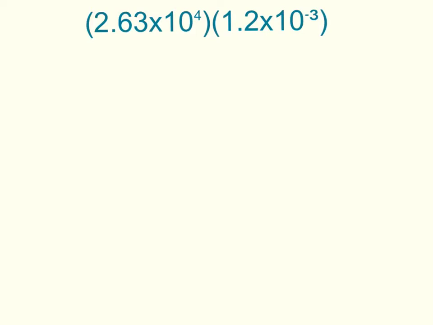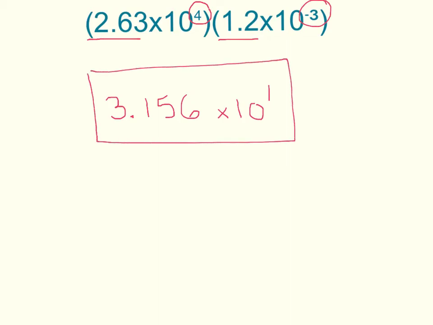In this example, we have a negative exponent in one of our numbers, but we still follow the same steps. Multiply your coefficients. 2.63 times 1.2, and you should get 3.156. And then it's always times 10, and then to the power of, add your exponents. 4 plus negative 3 is 1. So we multiplied, we added, and then we have to check for proper scientific notation. And it is already in proper scientific notation. So we didn't have to do that last step.